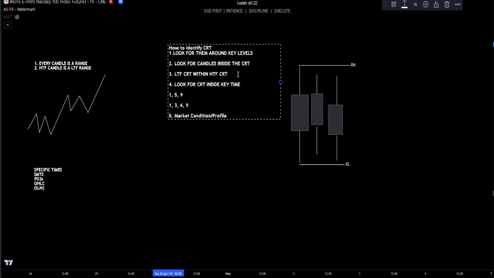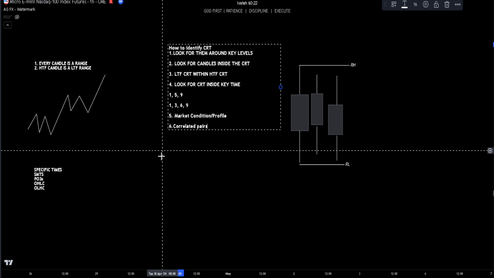Last but not least, correlated pairs. So for me, I trade NQ, so my correlated pair is ES. This is where you confirm your SMTs and all that. So boom.